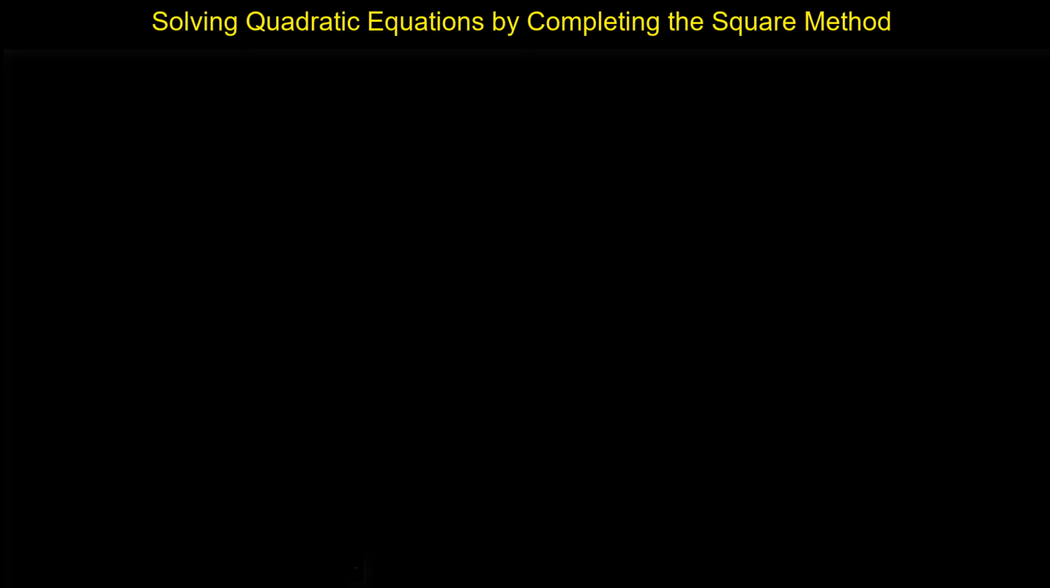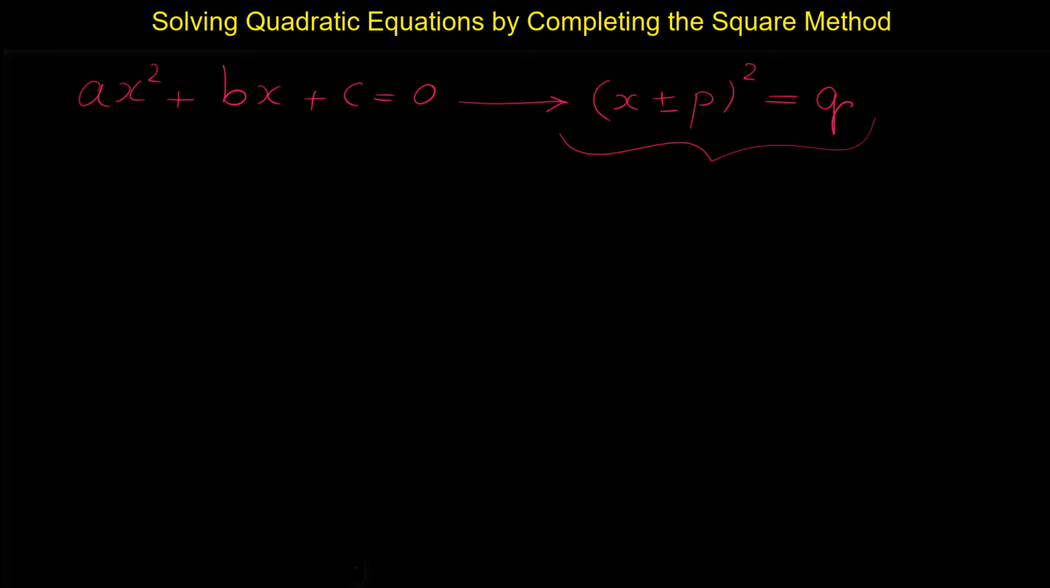In this video, I'm going to show you how we can solve quadratic equations by the completing the square method. The idea of the completing the square method is to convert a quadratic equation like this, ax squared plus bx plus c equals 0, to the form of x plus or minus a number, say that number is p, squared equals q. And then we can solve this new form easily.